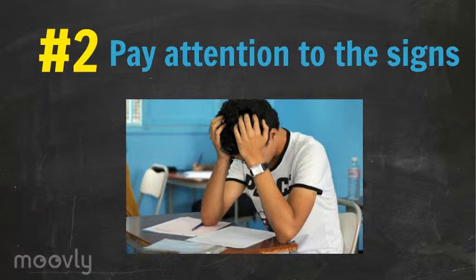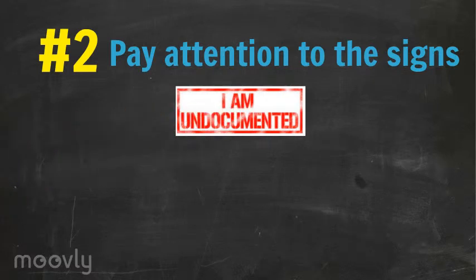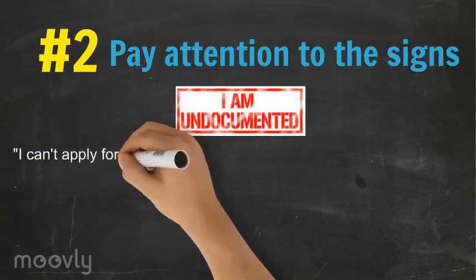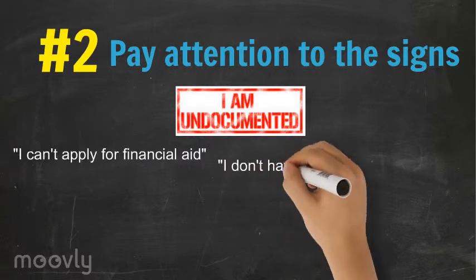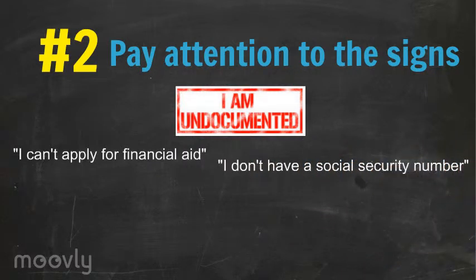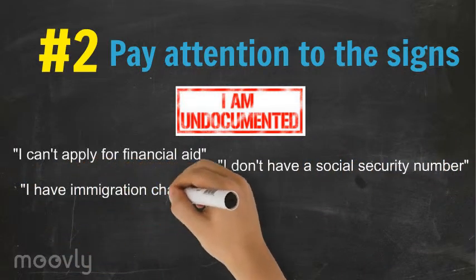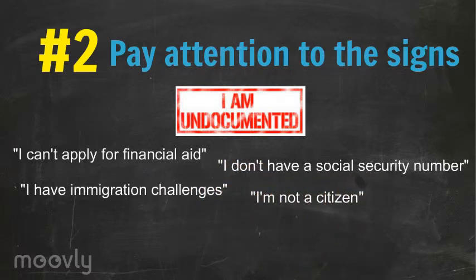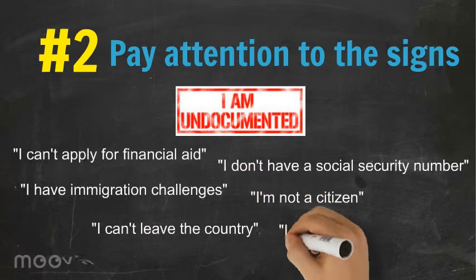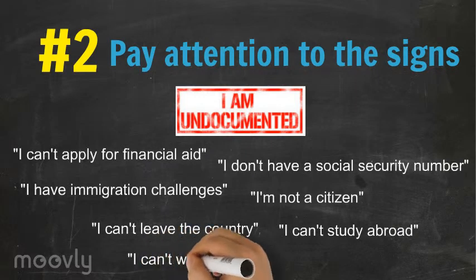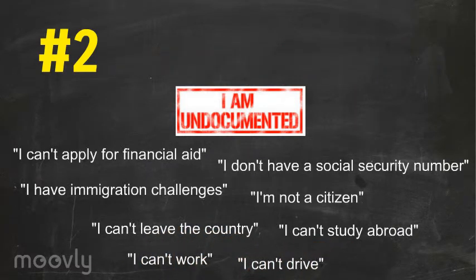Students may not directly say that they are undocumented. However, there are signs that may help us identify undocumented students without forcing them to come out of the shadows before they are ready. The following statements may be signs or clues that a student is undocumented. I can't apply for financial aid. I don't have a social security number. I have immigration challenges. I'm not a citizen. I can't leave the country. I can't study abroad. I can't work, or I can't drive.